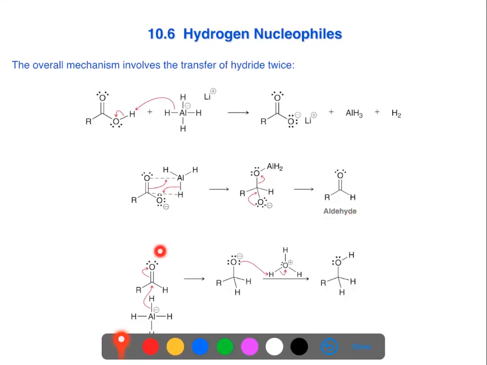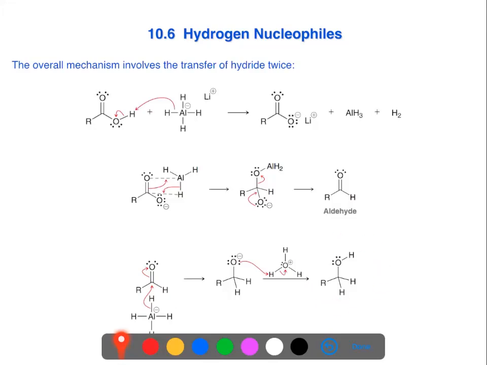But once we produce the aldehyde, then the mechanism is very similar to what we observed previously, where we have nucleophilic attack onto the carbonyl carbon. We form our tetrahedral alkoxide intermediate, and then we have a proton transfer step. In this case, we're showing the hydronium ion as our source of protons to form our final alcohol.